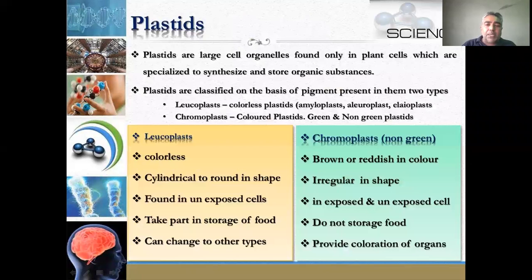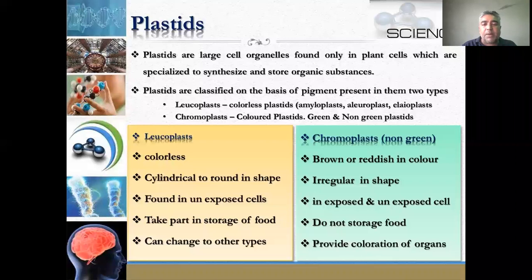Now we come to the next, that is the plastid. Pigmented bodies present in the plant cell are called plastids. Plastids are large cell organelles found only in plant cells, which specialize to synthesize and store organic substances. Plastids are classified on the basis of the pigment present in them. Two types: leucoplast and chromoplast.